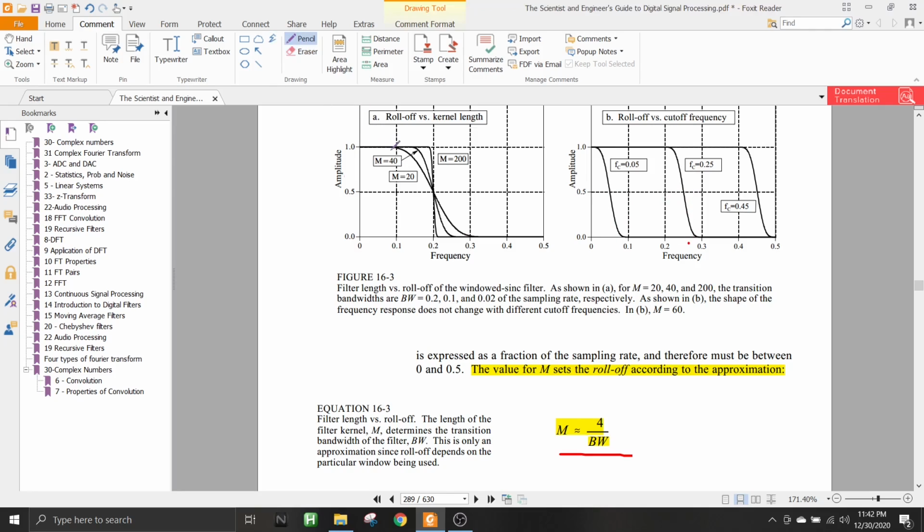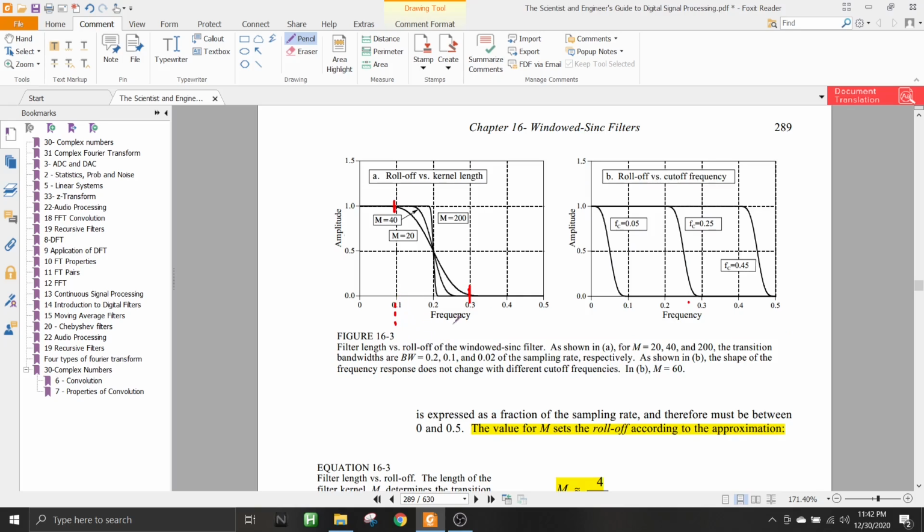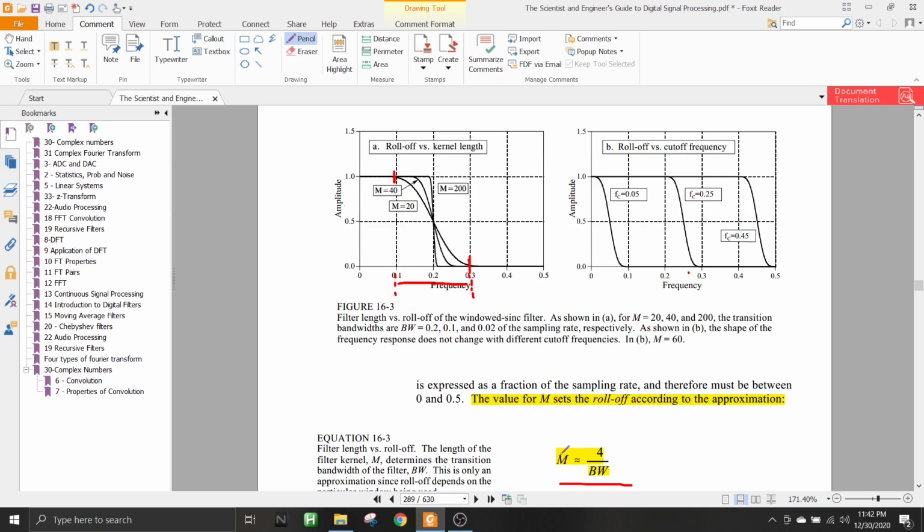Okay, so this was the time. If M equals 20, then this is the time for this curve to reach from 1 to 0. So BW, the transition bandwidth, is this. This length is BW. If M equals 20, if you put 20 here, then 4 divided by BW is close to 20. In other words, you can find BW as 4 divided by 20, and that will be the actual bandwidth.